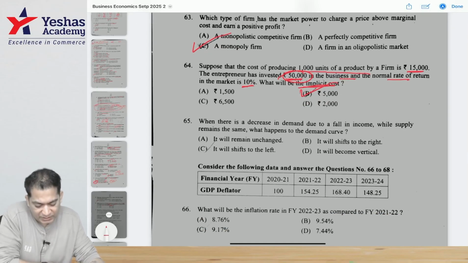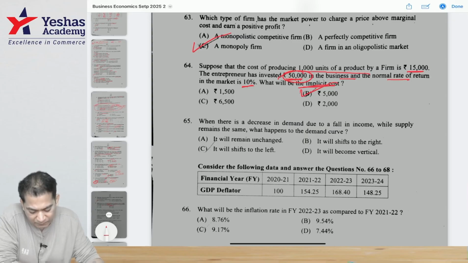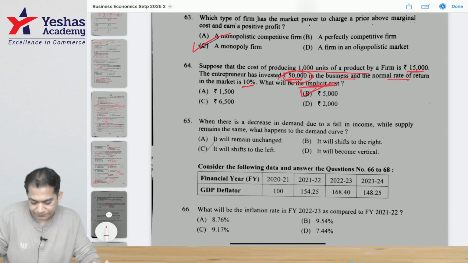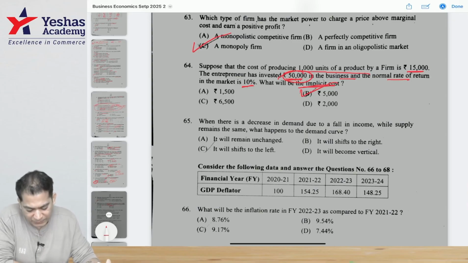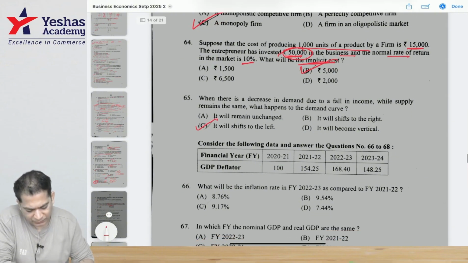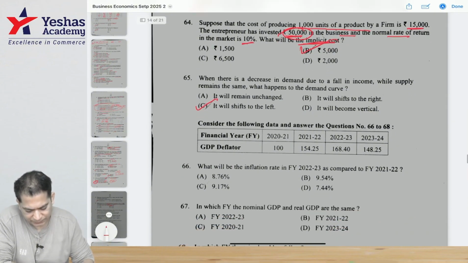When there is a decrease in demand due to fall in income, will supply remain the same? What happens to the demand curve? Decrease in demand due to fall in income, while supply remains the same. So there will be a leftward shift in the demand curve. Of course, no problems. It will shift to the left.